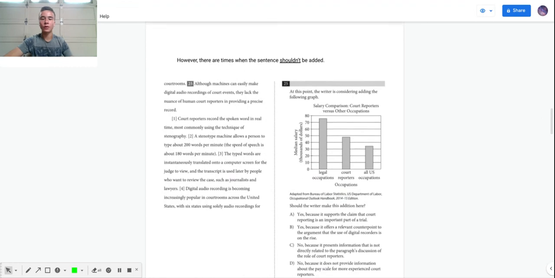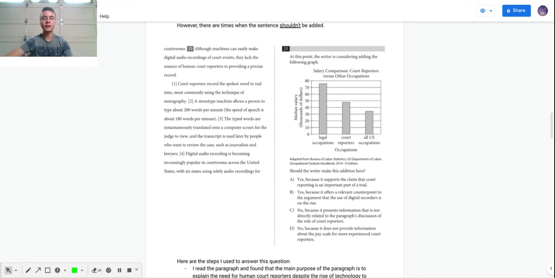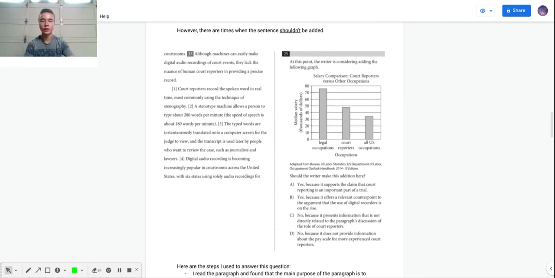So we're going to look at a different one. This is another addition question. However, it's different because the sentence should not be added. In these questions, it's very common that the sentence is off topic, or in this case, it's a graph. So it'll be a graph or a sentence sometimes. But we'll just check this out.